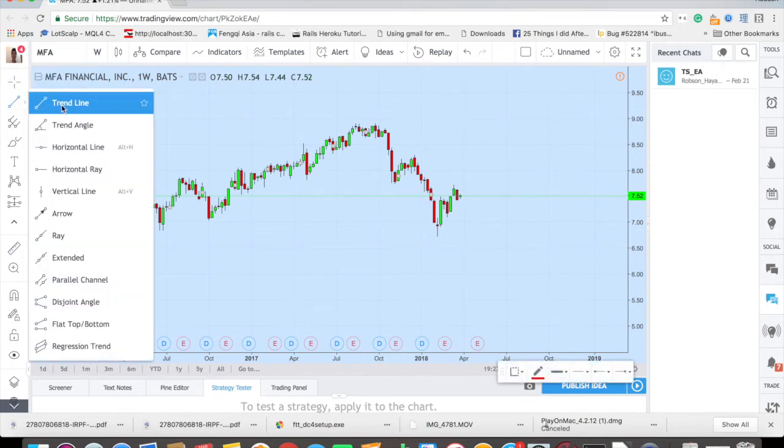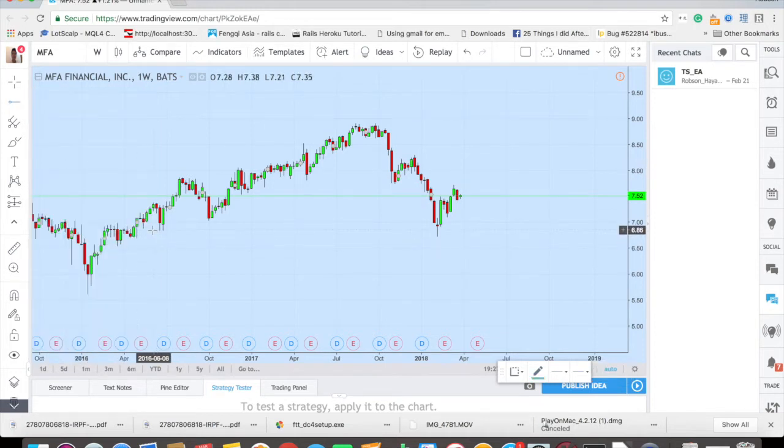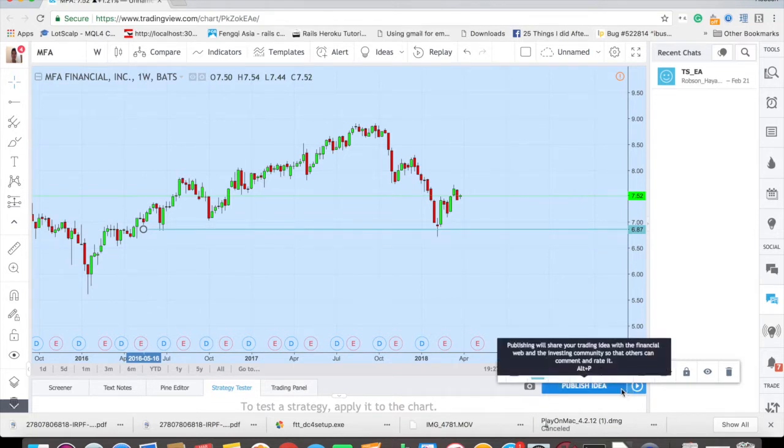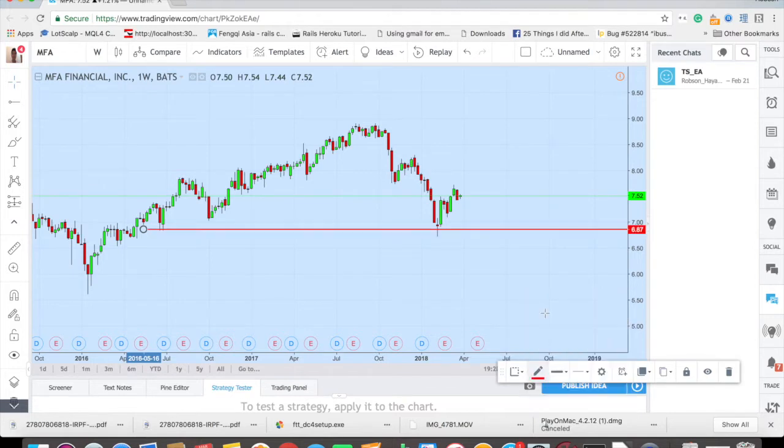So let me draw it for you guys. I have something like this. This horizontal line will be here. Let me link it something like this. Okay, much easier to understand, much easier to see. So if you can see this horizontal support line on 6.87, I noticed this on the weekly chart.